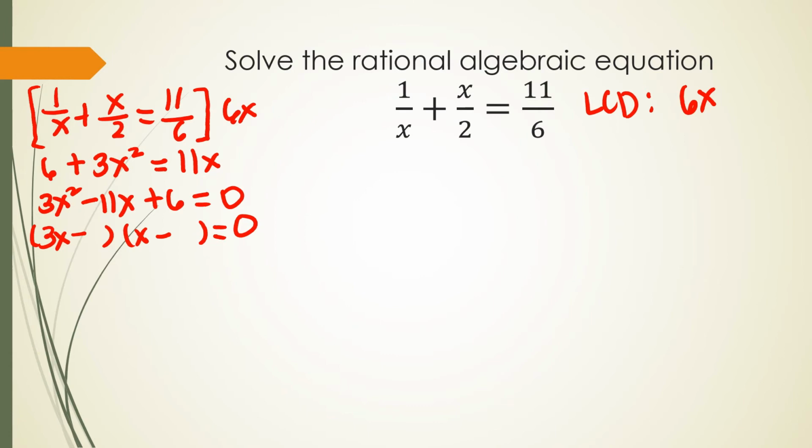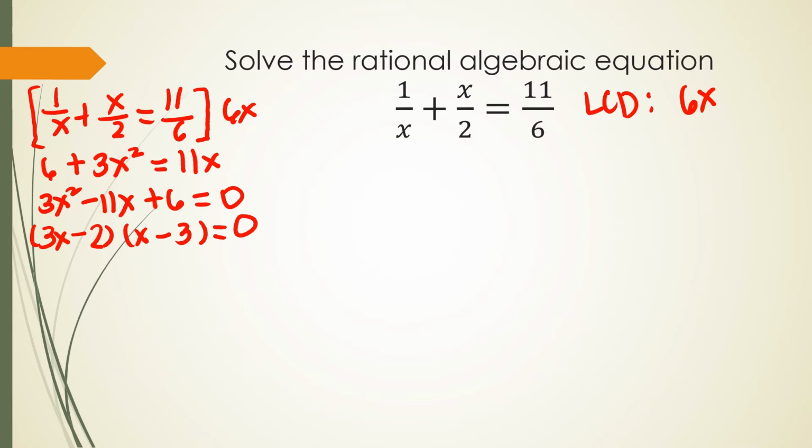Okay? Now let's factor out 6. So what is a factor of 6 such that when we add the products of the inner terms and outer terms, the sum is negative 11x? Okay, that is 3 and 2. So we place the 3 in the second binomial and the 2 in our first binomial. So the factors of the quadratic equation 3x squared minus 11x plus 6 is equal to 0 will be the quantity 3x minus 2 times the quantity x minus 3 is equal to 0.